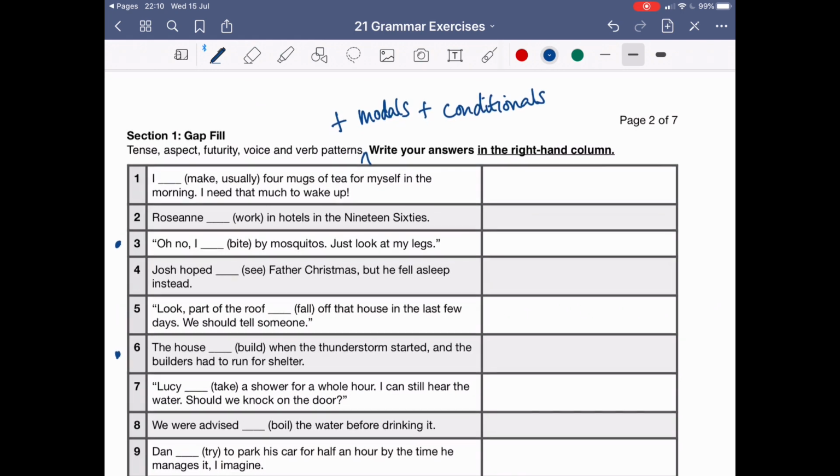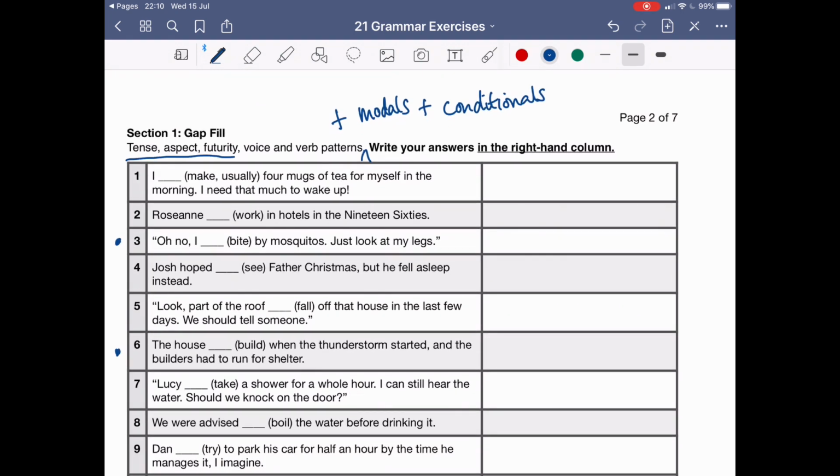The first section, the gap fill for tense, aspect, futurity, voice and verb patterns, and actually also modals and conditionals. And we're just going to have a quick look at the ones connected to passive voice.